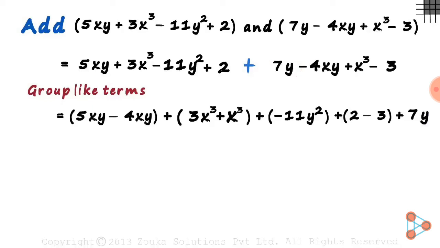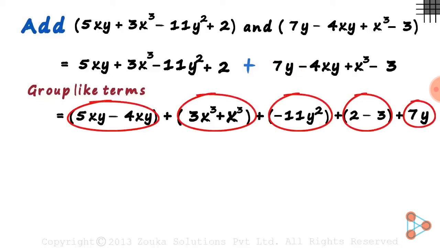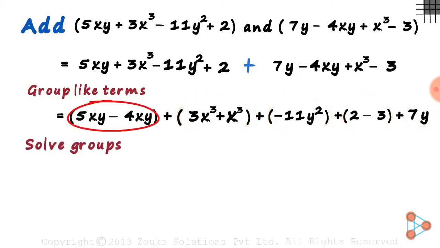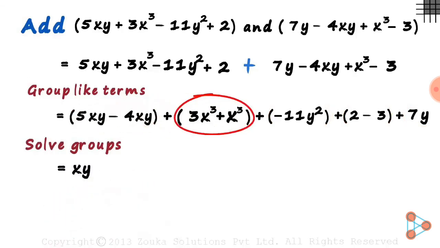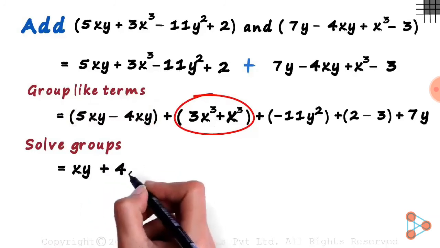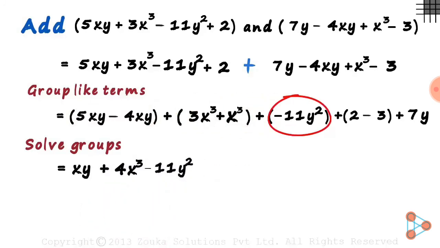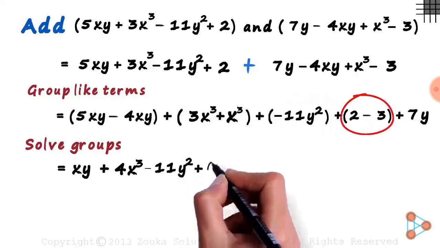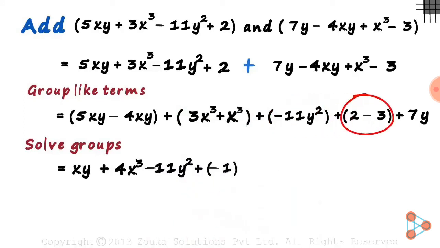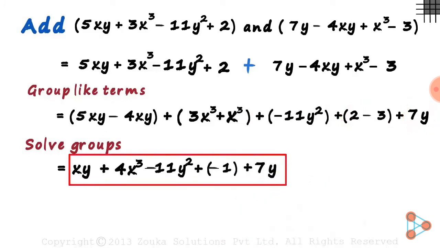In the second step, we need to solve each group. 5xy minus 4xy equals xy. 3x cubed plus x cubed gives us 4x cubed. We write minus 11y squared here. 2 minus 3 is minus 1. And we have 7y here. Can we leave it at this point?